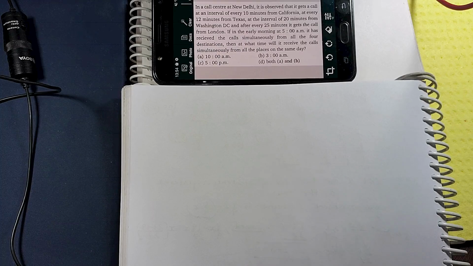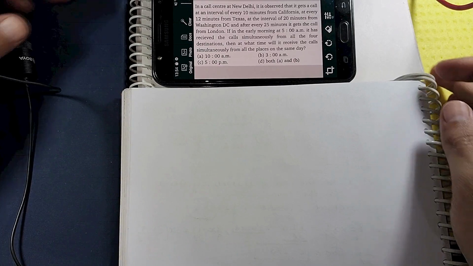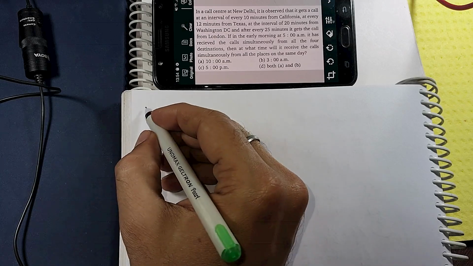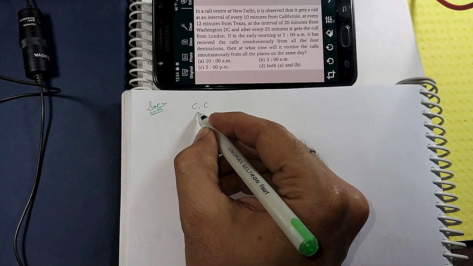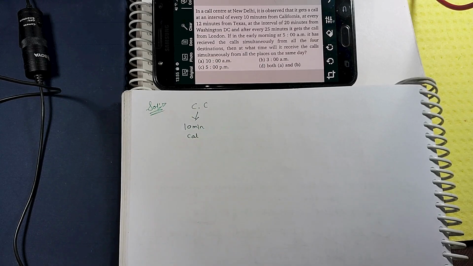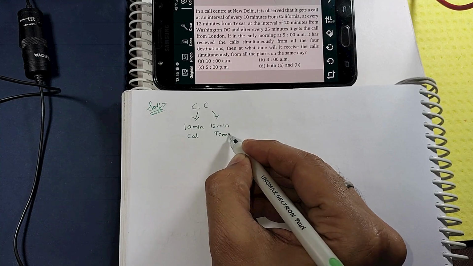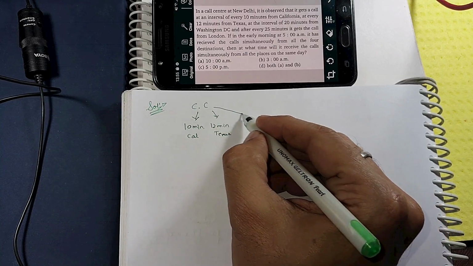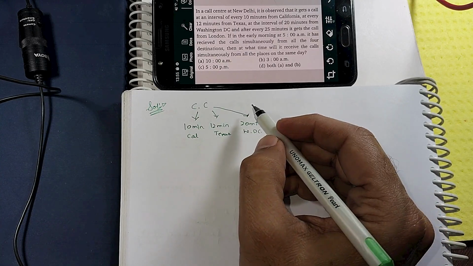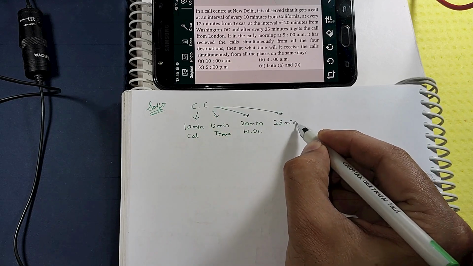In a call center at New Delhi, it is observed that it gets a call at an interval of every 10 minutes from California. So call center gets a call every 10 minutes, fine, from California. At every 12 minutes from Texas. At an interval of 20 minutes from Washington DC. And every 25 minutes it gets call from London.